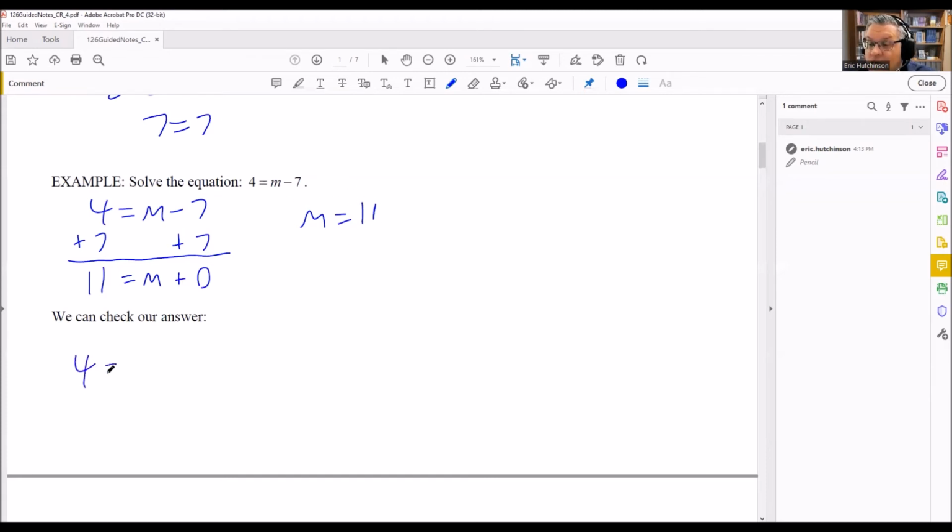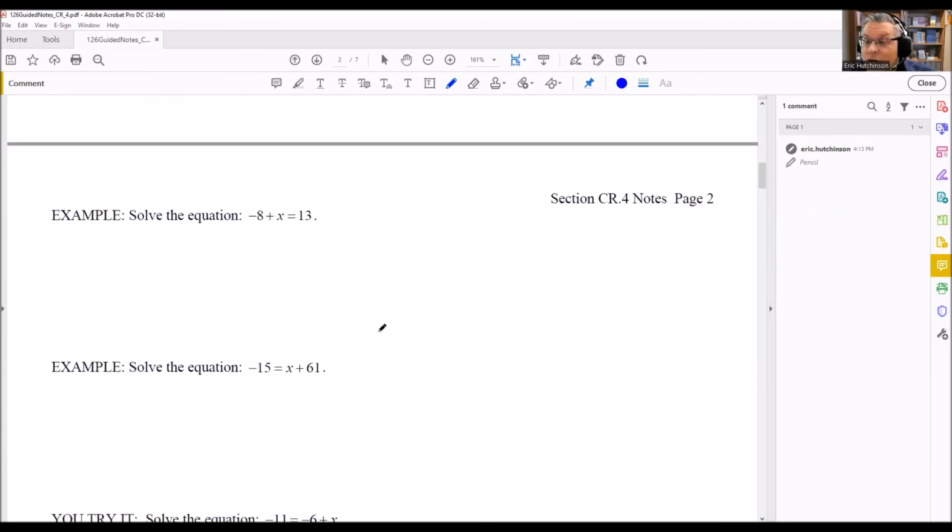Now we want to check our answer. Take out the m, put in 11. And then we just simplify both sides. 11 minus 7 is in fact 4, so that is correct. So now we verified that 11 is the answer. That makes this equation correct.